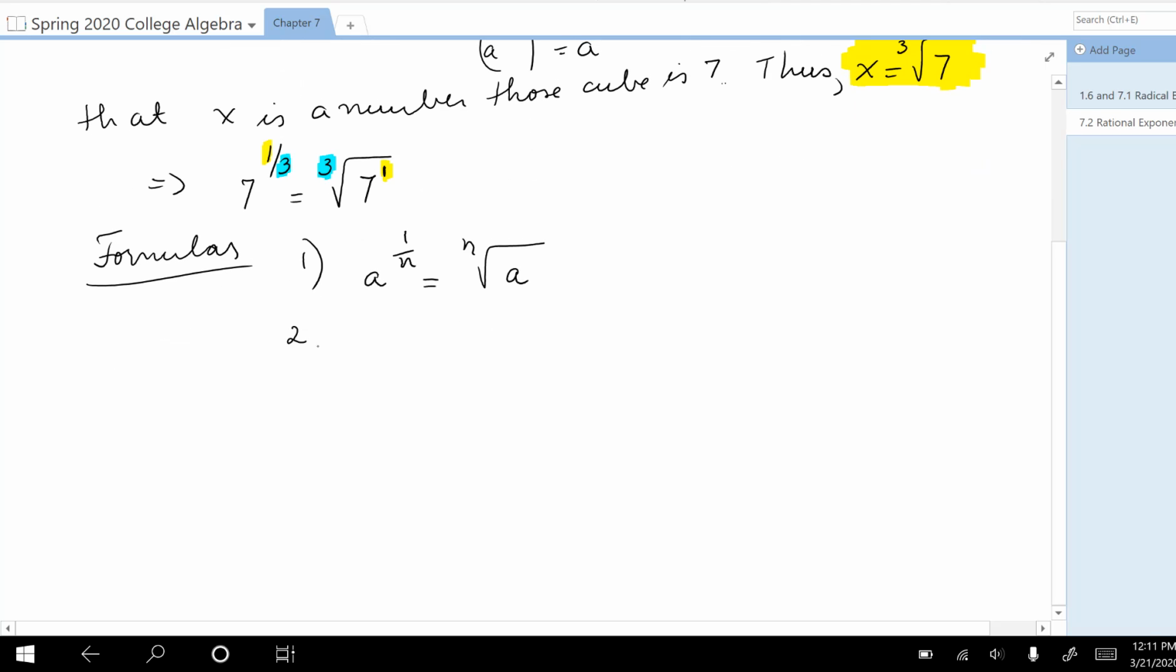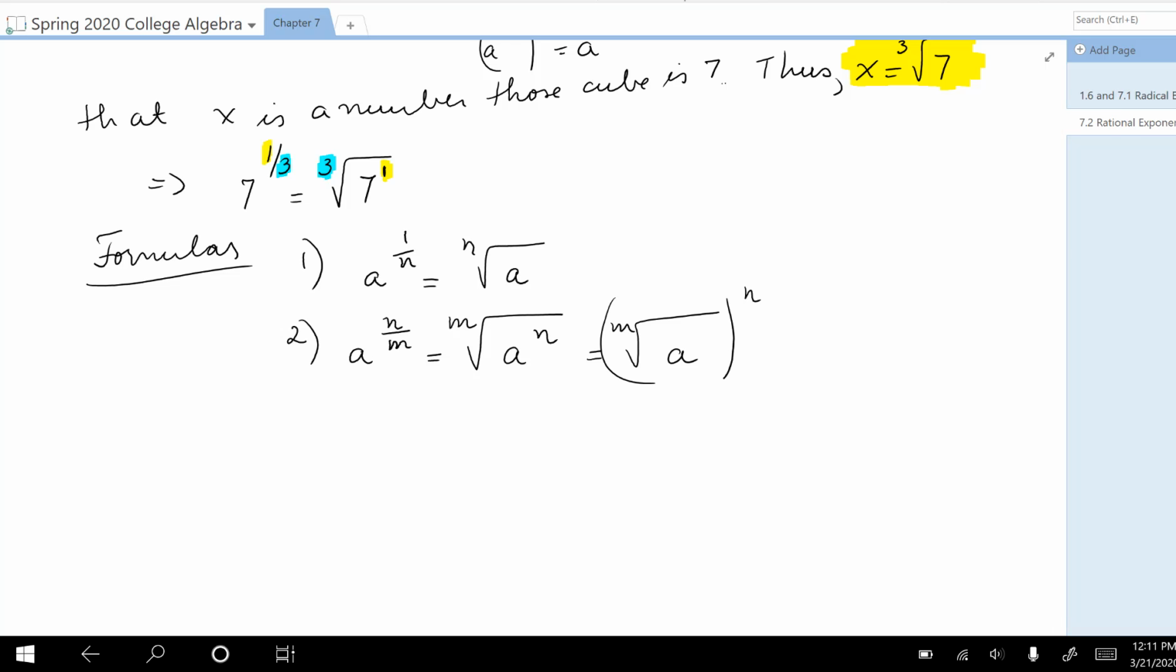The second formula, a to n/m. So basically this time I don't have just 1 at the numerator, I have n. It is going to be m root of a to the n, or it can be written as m root of a to the n, like that. So they are the same thing. So again, the denominator is the same as the root.